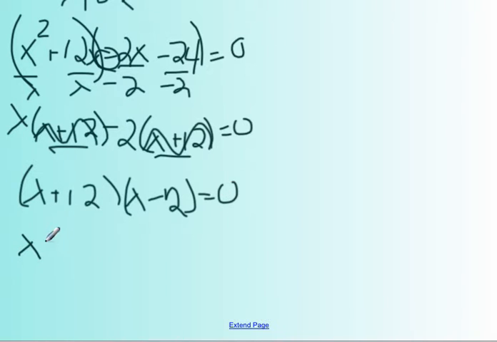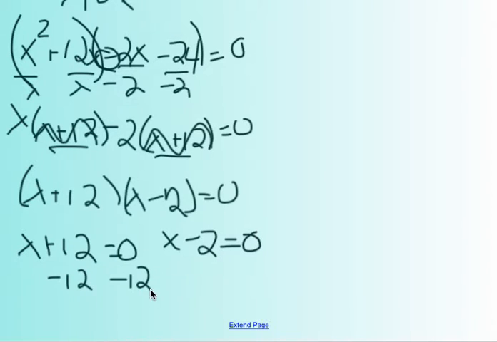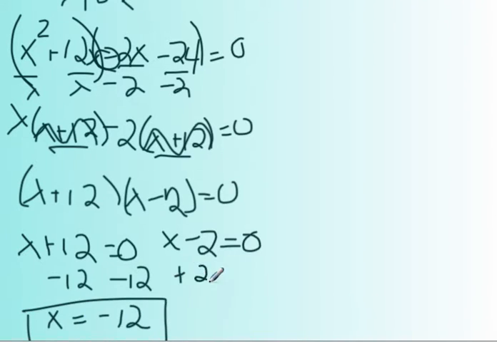So now I know that x plus 12 is equal to 0 and that x minus 2 is equal to 0. So for this first one, I'm going to subtract 12 from both sides. So I get that x is equal to negative 12. To solve this one, I'm going to add 2 to both sides. So here I get that x is equal to 2.